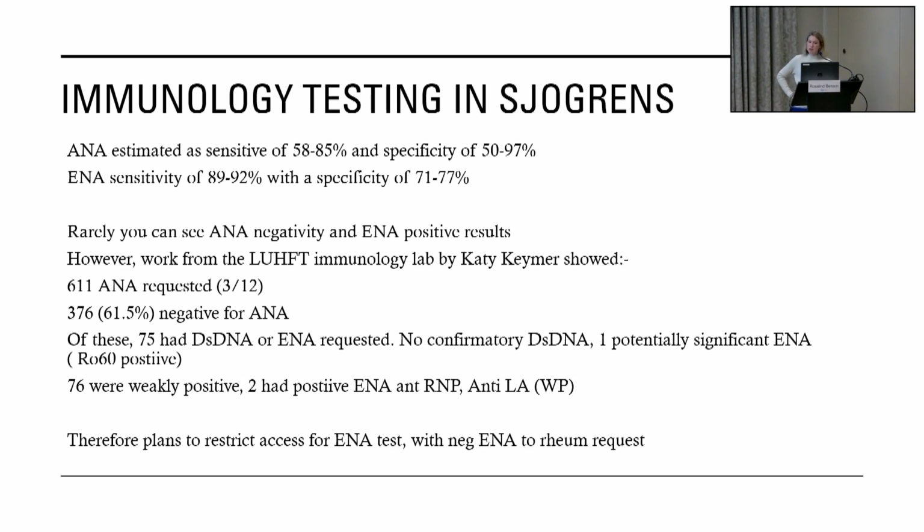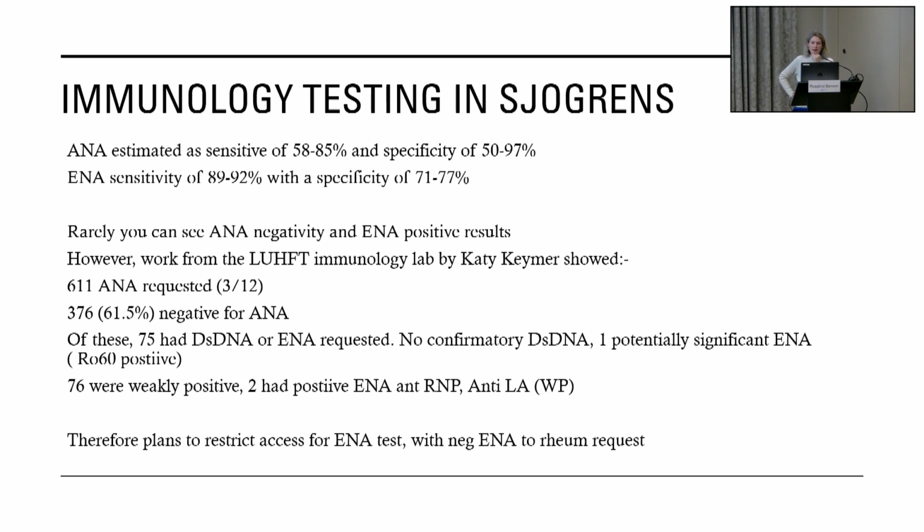But it's very unusual. Now, if you then go on to request an ENA, what we might start to see is you might be anti-Rho, anti-LA antibody, and that really fits with our Sjögren's potential diagnosis. However, we've been doing some work locally in our immunology lab at Liverpool, and we looked over a 3-month period. This is done by Katie Keeman, one of the clinical scientists there.